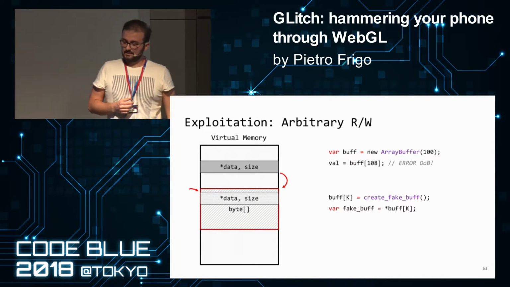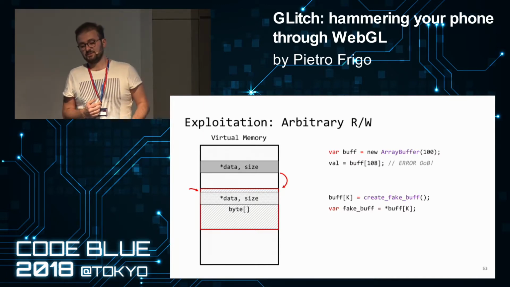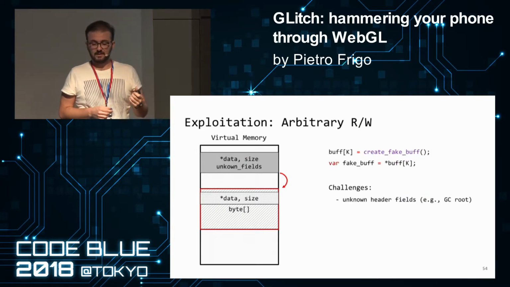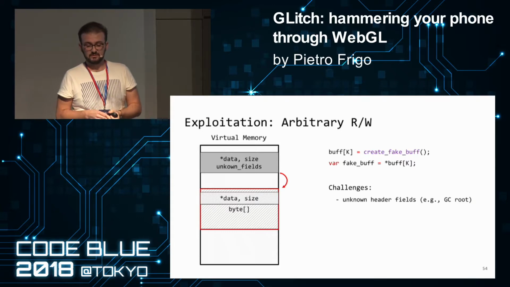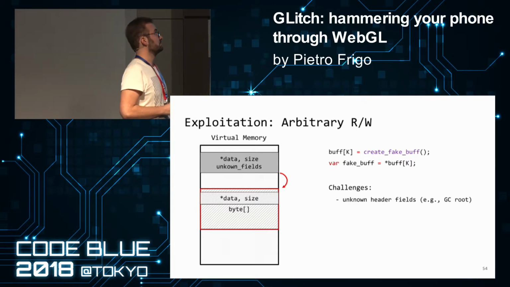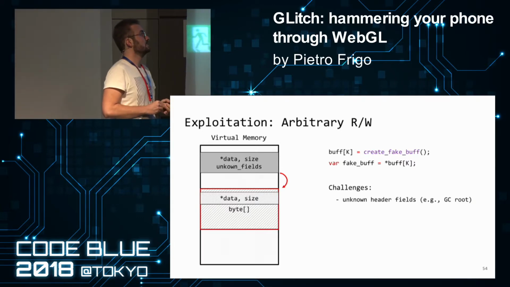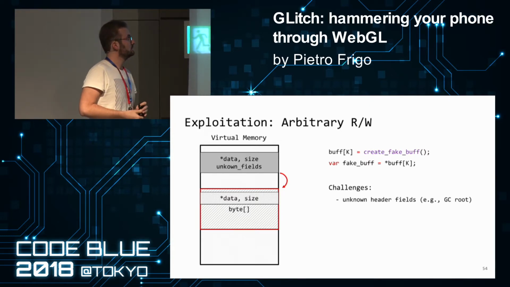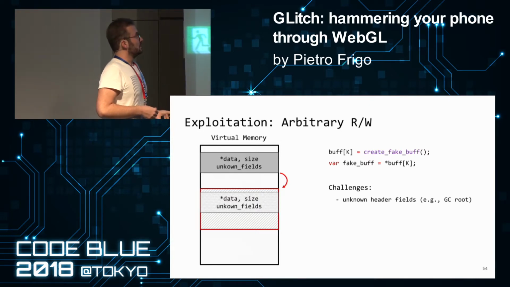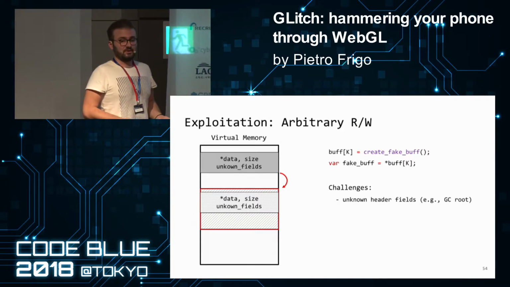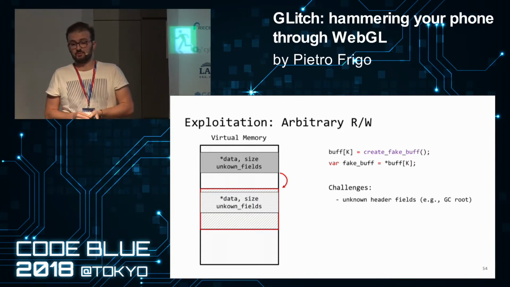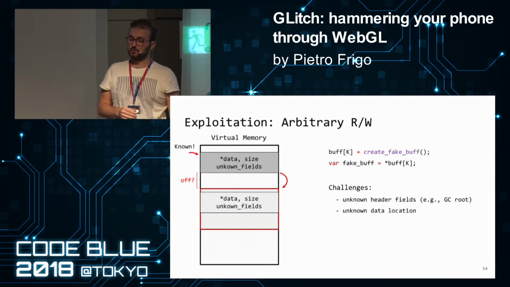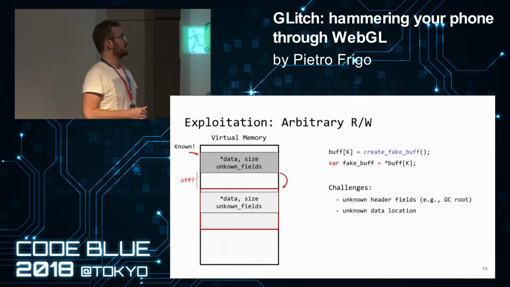And the problem here is that you have two challenges. The first one is that the header of the array buffer contains other data structures that you don't know. So there are some unknown fields in there, for instance the garbage collector root, which of course you are not supposed to know. As a consequence, when you want to create your own fake array buffer, you also need to know this data. And the second one is that you don't know the location of the data.